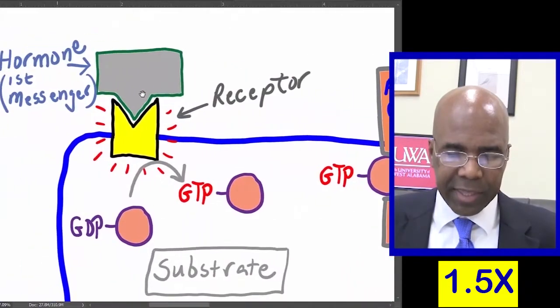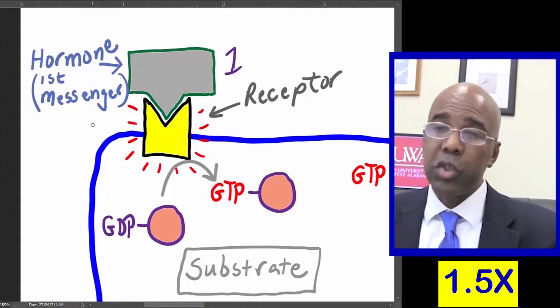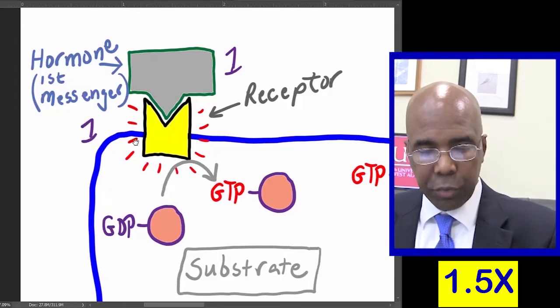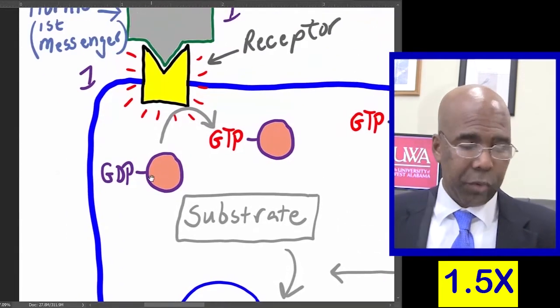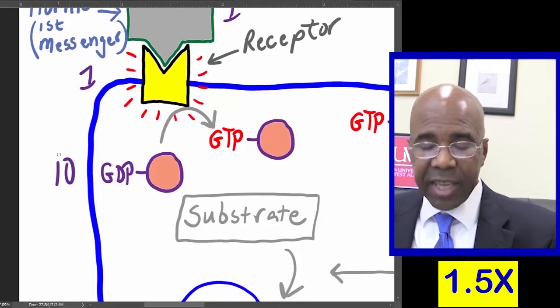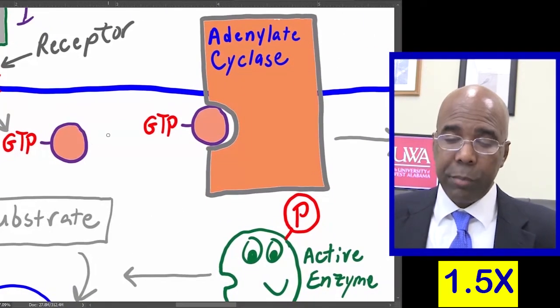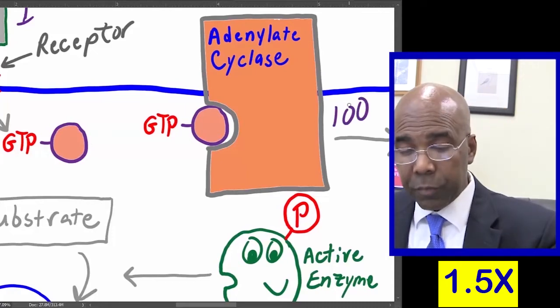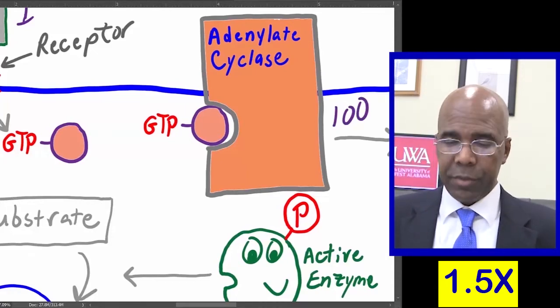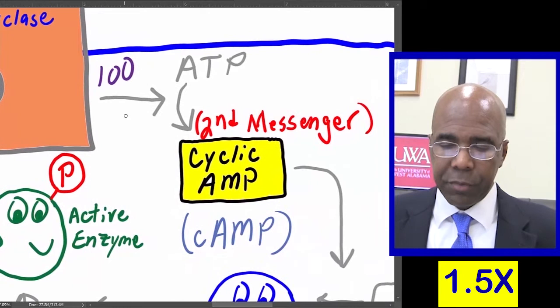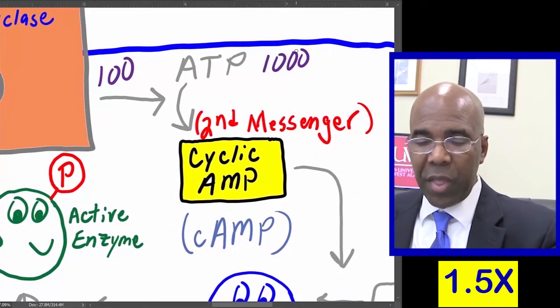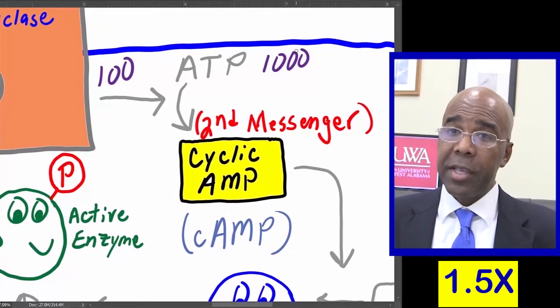So you want to think about it like this. There may be one hormone which binds to one receptor. That activated receptor may convert 10 GDP-associated proteins to active forms. Those 10 GDP-associated proteins may activate 100 adenylate cyclase enzymes. Those 100 adenylate cyclase enzymes may convert 1,000 ATPs into 1,000 cyclic AMPs.